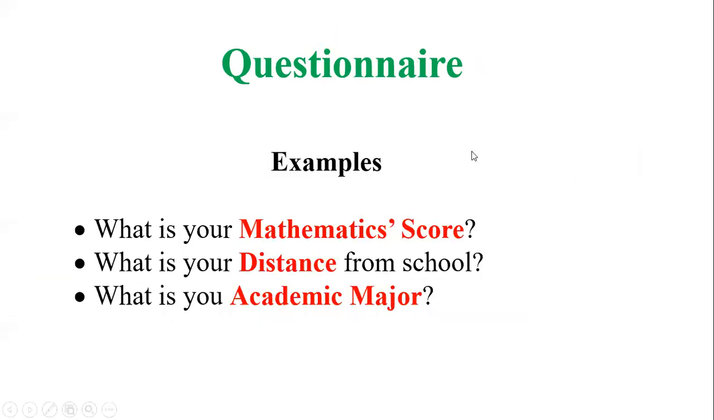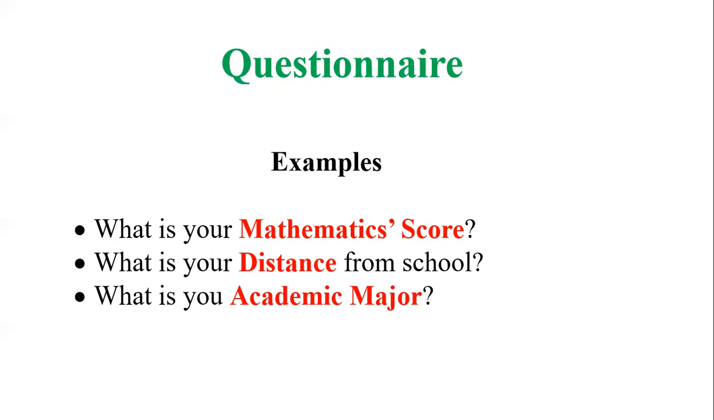The questions in the questionnaire most times are predeterministic. What is your mathematics score? Bam, my mathematics score is this. So that's a very simple question. What is the distance from school? My distance from school is predeterministic. What is your academic major? My major is math, my major is English, my major is biology, French, what have you. Deterministic answers. And as you can see, the variables are again mentioned in the questionnaire.